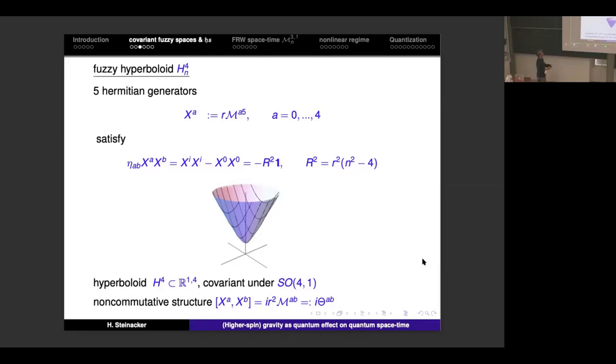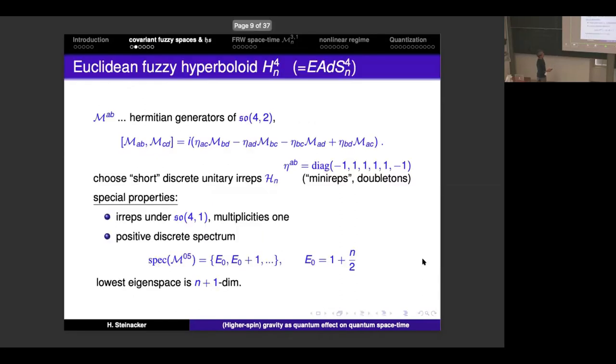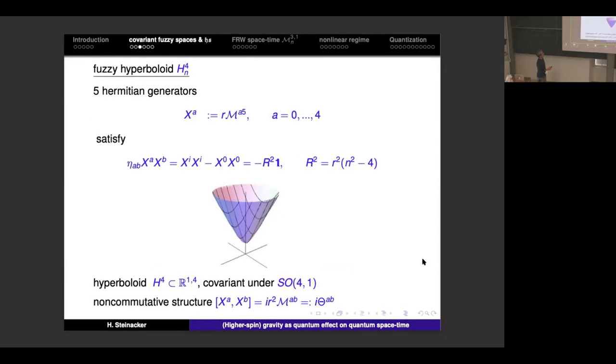By the way, the signature conventions were like that, so minus is here. So fix one time-like index, and the remaining ones call them X. So these are 5 Hermitian matrices. I consider them Hermitian, otherwise put an i. And because the representation is irreducible under SO(4,1), if you form this invariant under SO(4,1), this is going to be a constant.